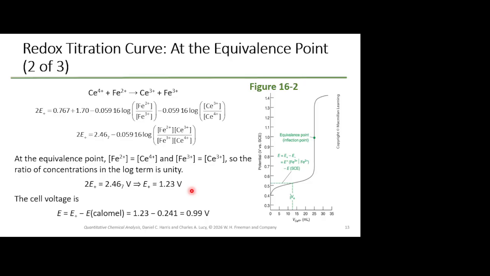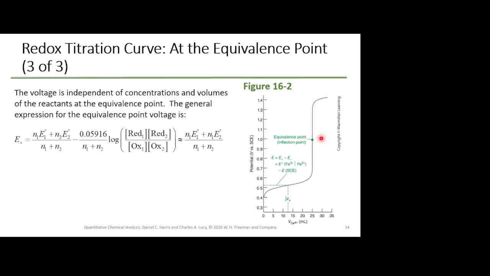But I need you to understand how to do it. This is what you finally get, so you divide by 2, because we added those together. This is going to give you your E plus, and so we plug that in for our E plus, we subtract off the calomel, and that's going to give us that 0.99, okay? And that would be our voltage right there. See how it's very close to 1?